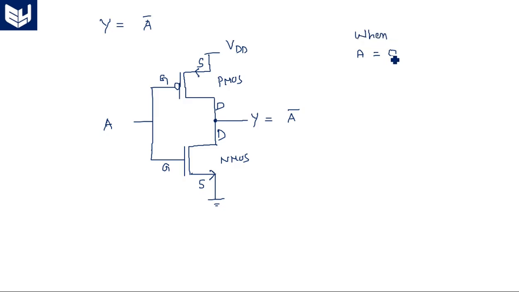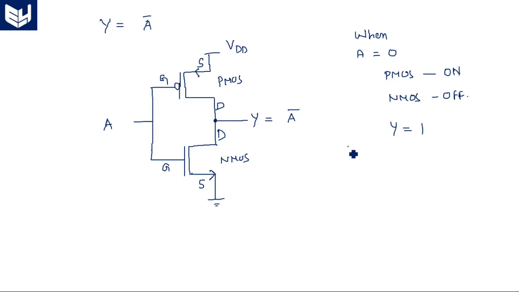When input A is equal to 0, what happens to the PMOS transistor? This 0 is applied to both the PMOS as well as the NMOS. So the PMOS transistor comes into on state and the NMOS transistor comes into off state. I already told you when a transistor comes into on and off. As the PMOS is in on state, there is a short circuit path between VDD and output. So simply Y is equal to 1.